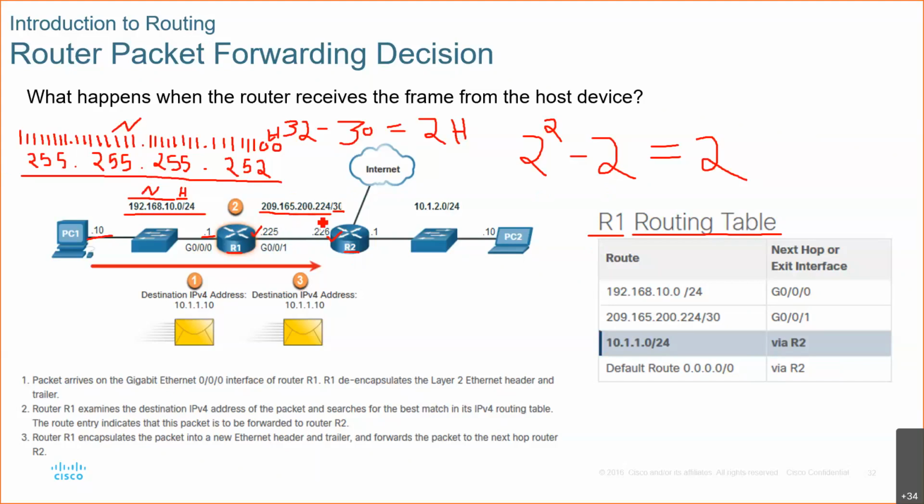So my network address is 209.165.200.224. Remember, I cannot give this address. This is my network address. This is like 0. Similarly, you cannot give this address. Your first address is 209.165.200.225. Your second address is 209.165.200.226. Your third address is 209.165.200.227. 227 is what address? Can anyone tell me?